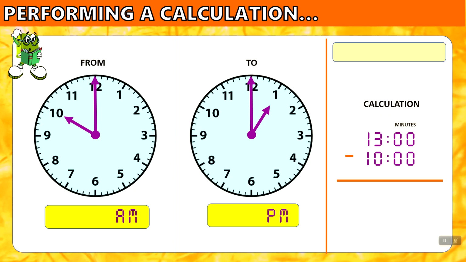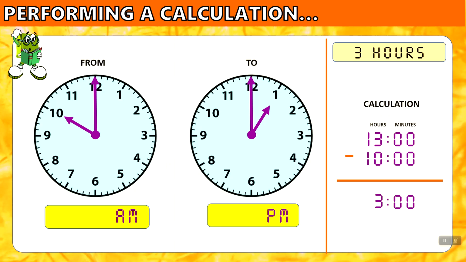And we first start at the right-hand side with minutes, and we subtract the minutes first. We have 0 minutes on top, 0 minutes underneath, and so 0 take away 0 is 0. That's easy. And now we go to the hours. 13 take away 10 is 3.